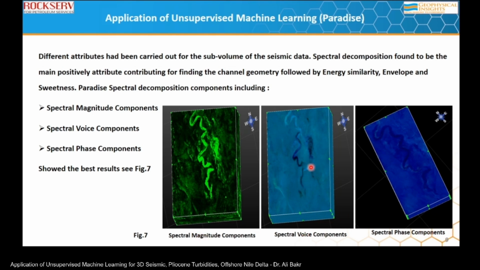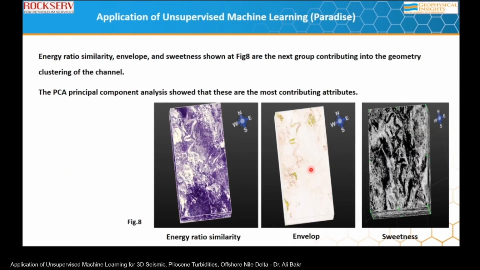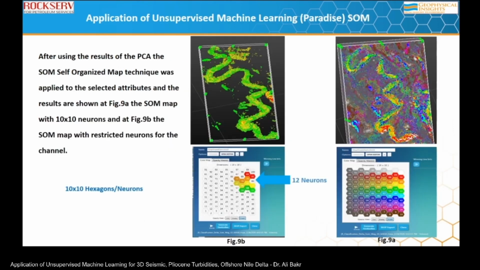We will talk about this next. The attributes also involved, according to the PCA result, are the energy ratio similarity, the envelope, and the sweetness. So those 6 together, if we consider that the spectral decomposition components are 3, have been used in order to run 10 by 10 maps.